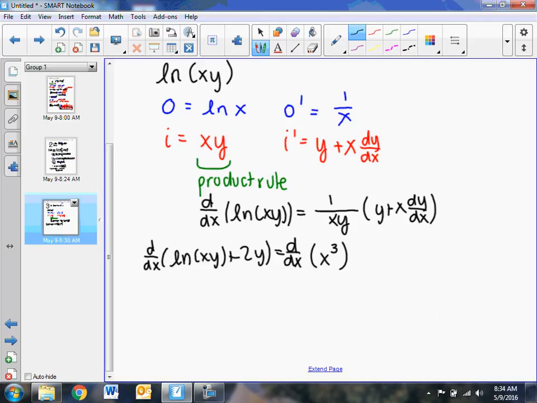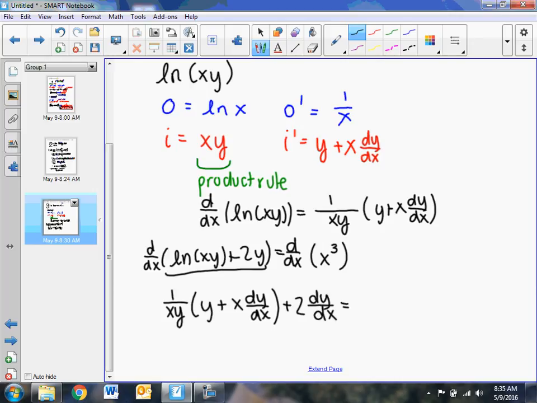Well, this is really just a sum of derivatives over here. So we would take the derivative of natural log of x times y plus the derivative of 2y. We've already done natural log of x times y. So we've got 1 over xy times y plus x dy dx. And the derivative of 2y would be just 2, but since we're taking the derivative with respect to x, we have 2 dy dx. And on the right side, we have our usual power rule of just 3x squared.